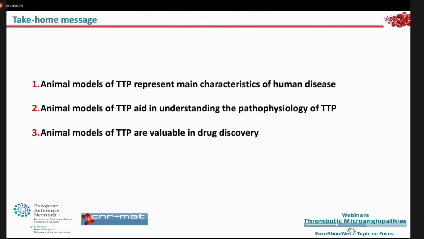So what are my take-home messages? That animal models of TTP represent the main characteristics of human disease, that they aid in understanding the pathophysiology of TTP, and that they have been and are very valuable in drug discovery.